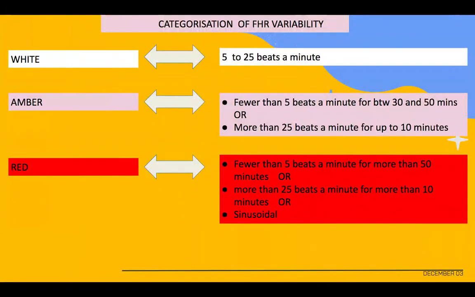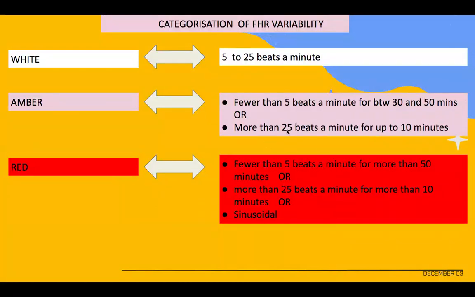Now, how do you have to memorize it? First of all, you have to memorize 5 to 25 beats per minute, right? This is white. Then how do you memorize the amber? It is less than 5. This is 5. Just remember these two words, right? 5 to 25. Less than 5 beats per minute for between 30 and 50 minutes. If you add 0 in front of 5, it will become 50, right? So less than 5 beats per minute for 30 to 50 minutes, or more than 25 beats per minute for up to 10 minutes. Usually, you will not see this scenario in the exam.